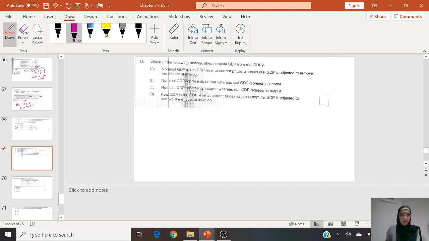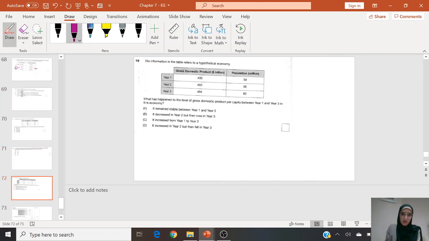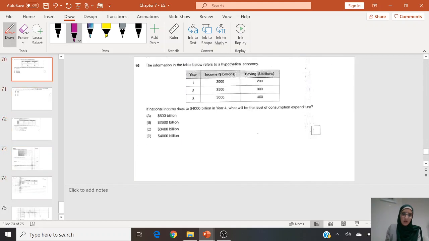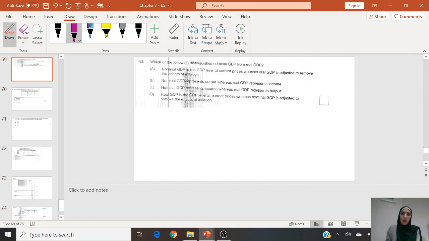Okay? Question number 13. Which of the following distinguishes nominal from real GDP? We already know this. Nominal GDP is the actual market price. Real GDP is the price adjusted for inflation. So in this case, the answer should be A.